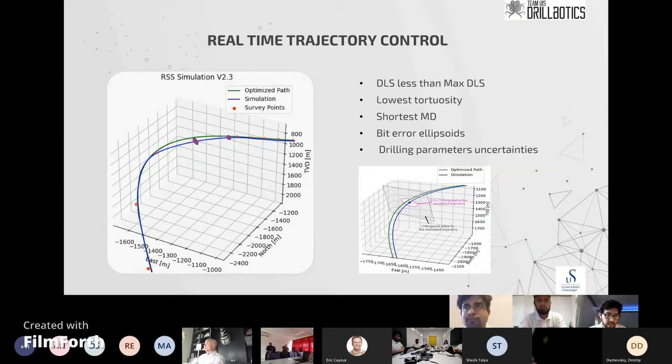For example, in this case, the blue line is the simulation, and the real-time trajectory control checks if the bit is too far from the optimized path, that is the green line. And in this case, it's not too far, so it keeps drilling with the same drilling parameters. But when the real-time trajectory control detects that the bit is too far from the planned trajectory path, then it creates a correction path to return to the planned trajectory path, or the green line again, following the conditions that we already said.